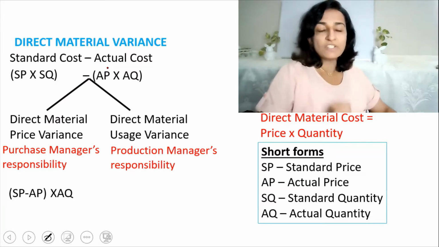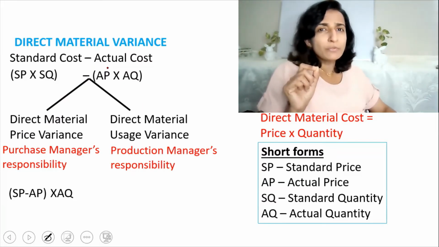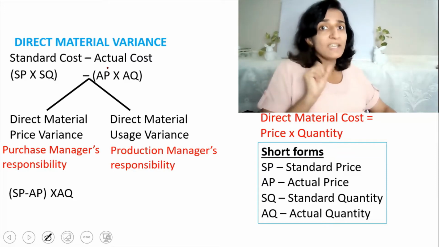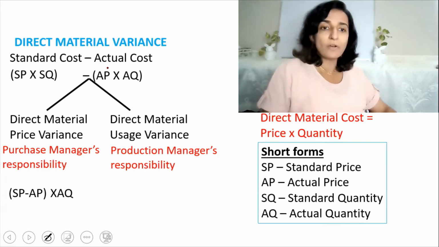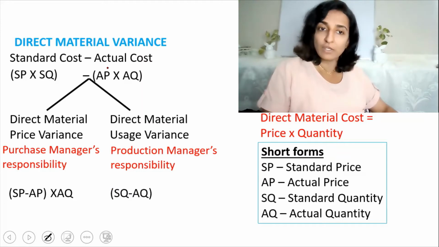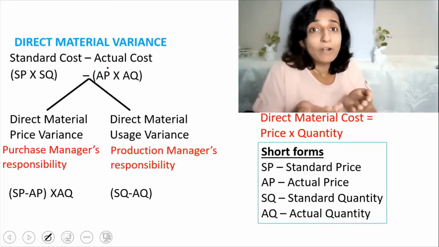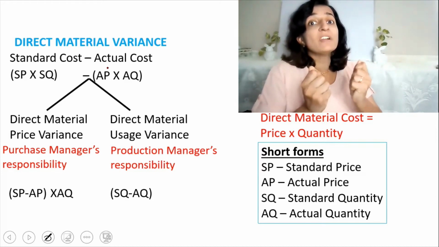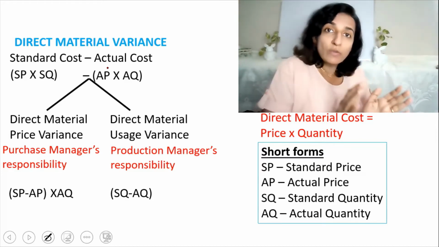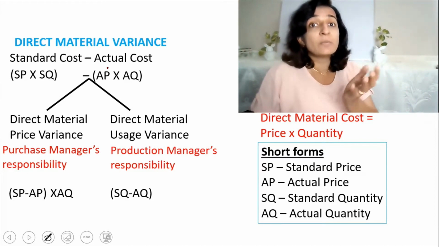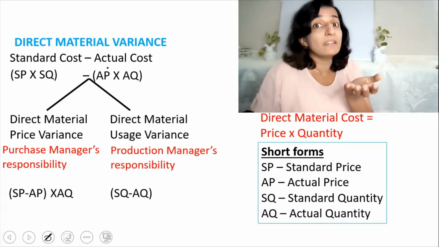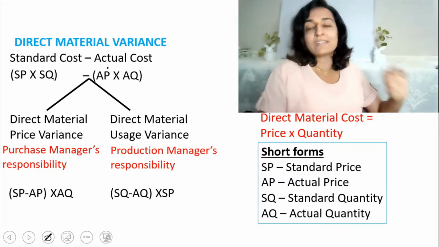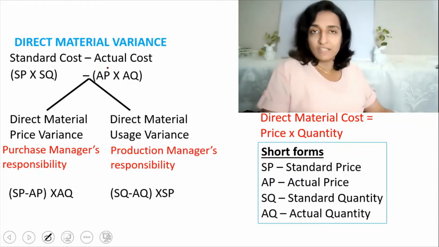Now coming to the usage variance. What are we trying to find out? Whether there is a difference between the standard quantity and the actual quantity. So let's write the formula. It is SQ minus AQ, but this is a difference only in quantity terms. We have to convert that into value, or into dollar terms. So we multiply that with the standard price to get the variance in the dollar amount. So multiplied by standard price, you get the direct material usage variance.